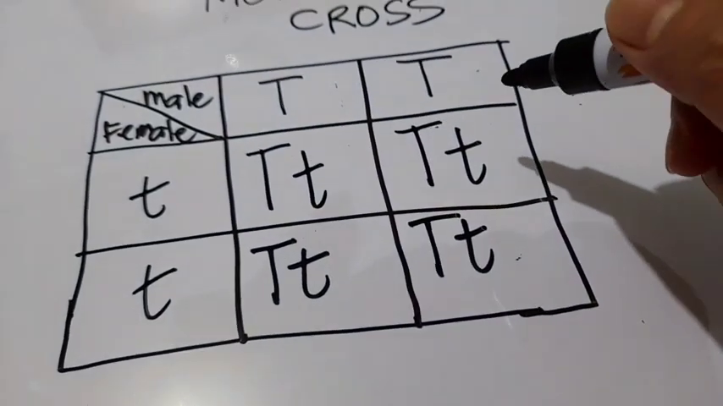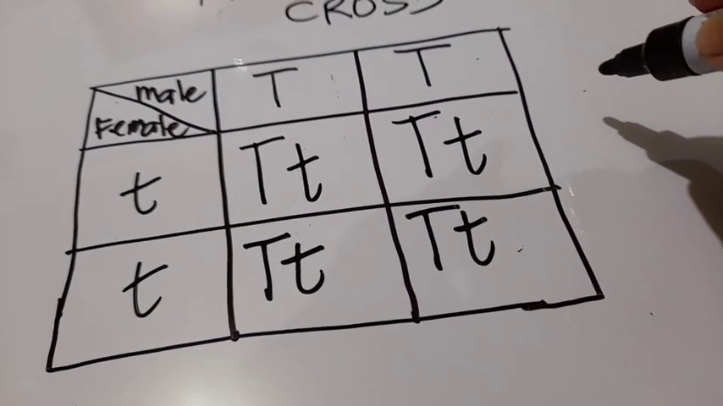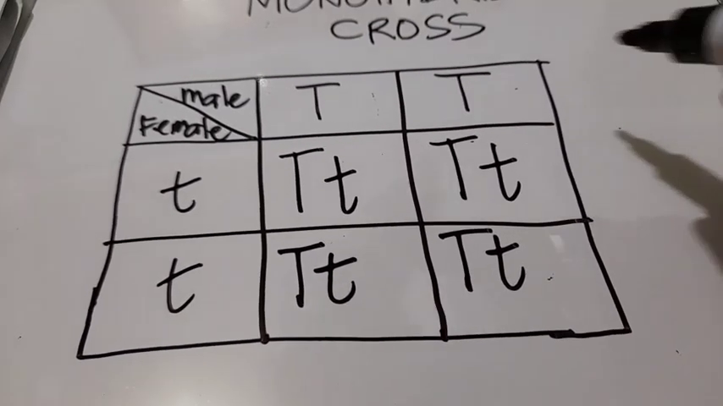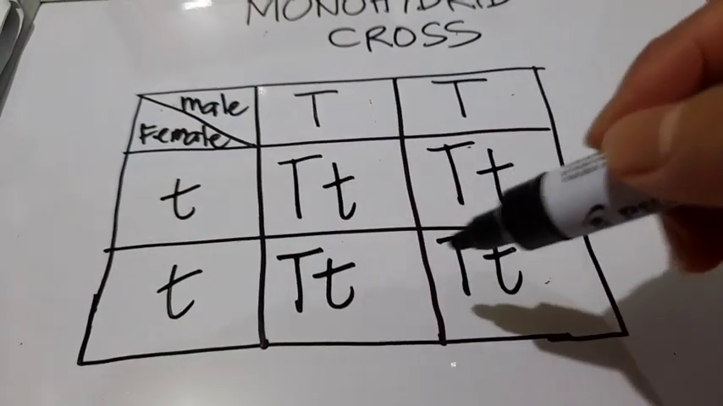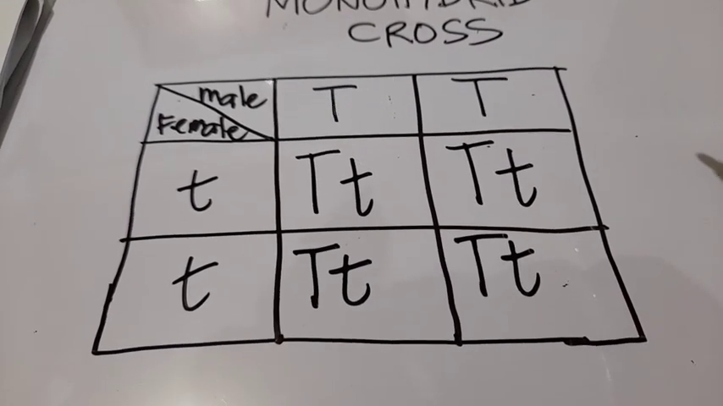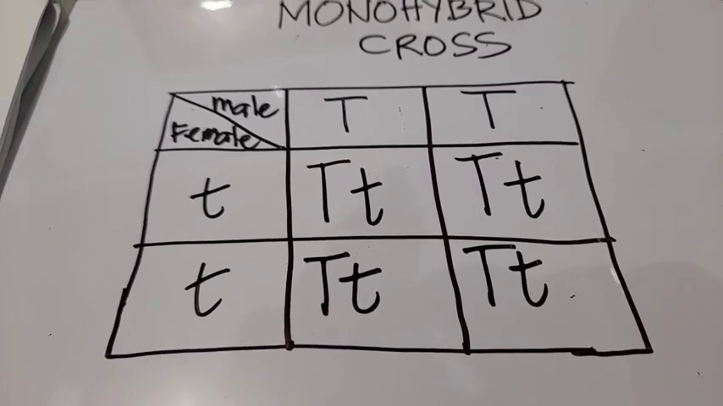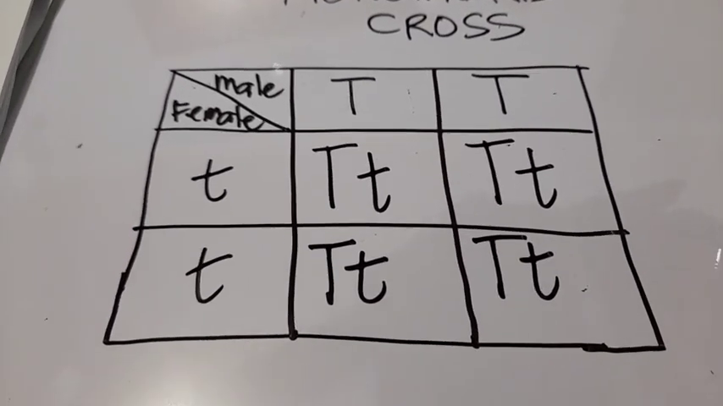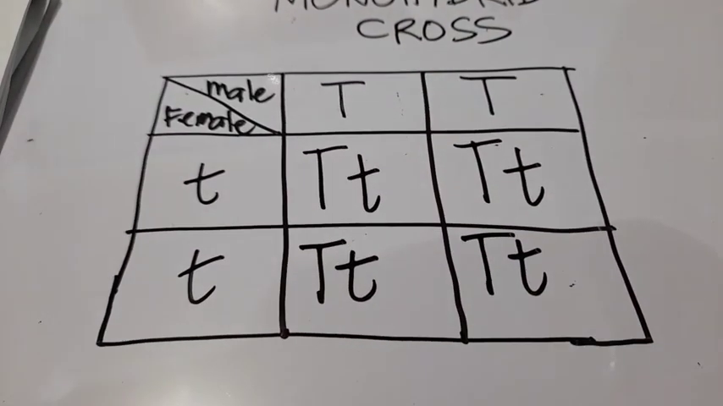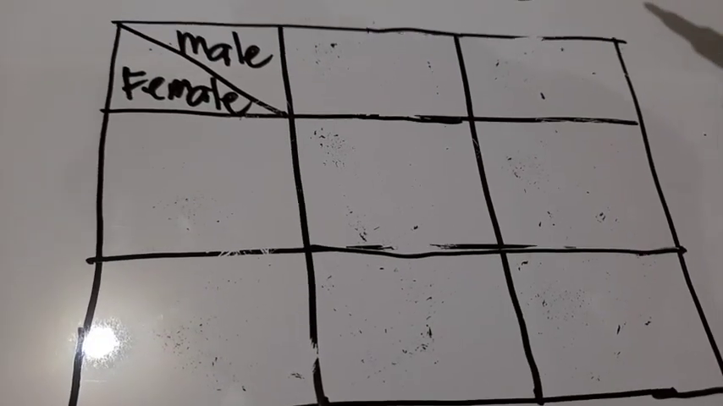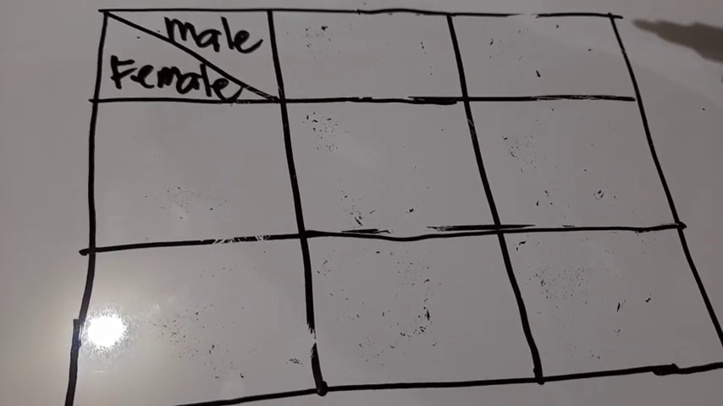So what will be the phenotypes of the offspring? So all the offsprings are tall. How about the genotypes? So number 1, 2, 3, and 4. All the offsprings are heterozygous tall. So very good. All the offsprings are heterozygous tall. And the phenotype is also tall. All the offsprings are tall. But the genotype is heterozygous.